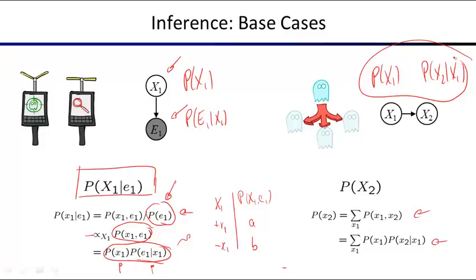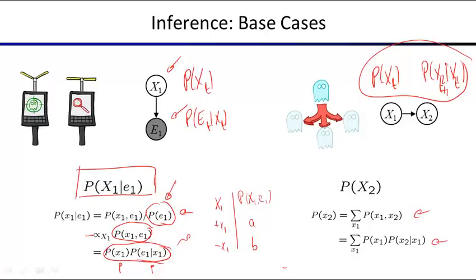What's going to change to do inference in a general HMM rather than just these two base cases? Here's all that's going to change. We're going to do the same for all time. So instead of 1, let's call this t. Let's call this t. Here, let's call this t. Let's call this t plus 1. Let's call this t. And now we have the general case.